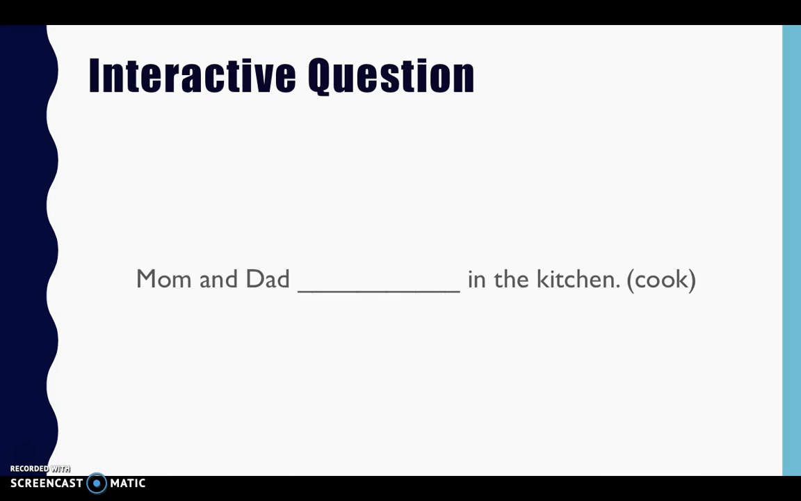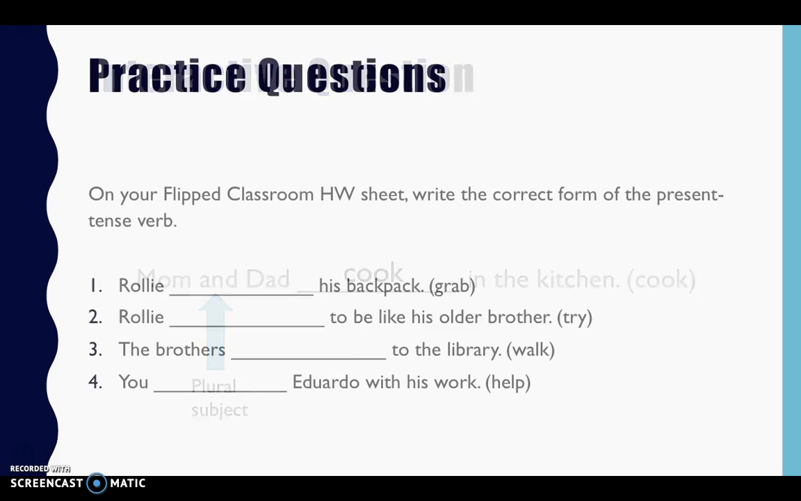How about this one? Mom and dad blank in the kitchen. Well, what is the subject of the sentence? The subject of the sentence is mom and dad. Is it singular or plural? It's plural. There are two of them. It is a plural subject. So what do I do with verbs that have a plural subject? Absolutely nothing. They stay the same. Mom and dad cook in the kitchen.